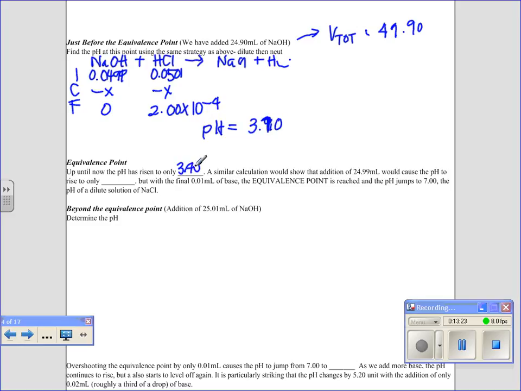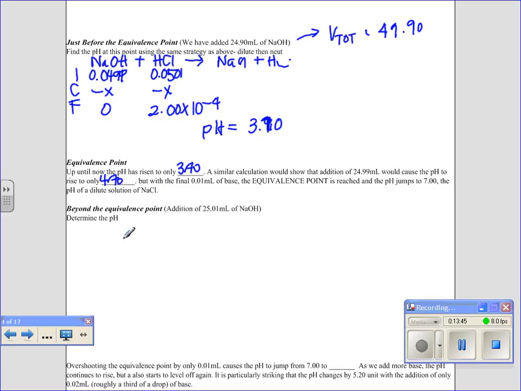Okay, so small additions right around the equivalence point do cause rapid changes in pH. And it's really important to know always that when you have the titration or the reaction of a strong acid and strong base, at the equivalence point, the pH is going to be 7. Okay, there's no calculation necessary for that.